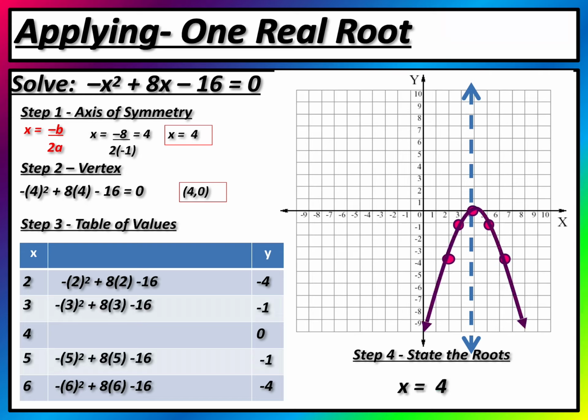And now we want to identify, is there a minimum or a maximum? So is there a highest or a lowest point to this parabola? There's a highest point. Okay, since it opens down, the vertex is at the top of the graph. So there's a maximum at y equals 0. Remember, the maximum comes from the y value of the vertex. So this is scenario number 2, getting 1 real root. So the graph crosses the x-axis once.